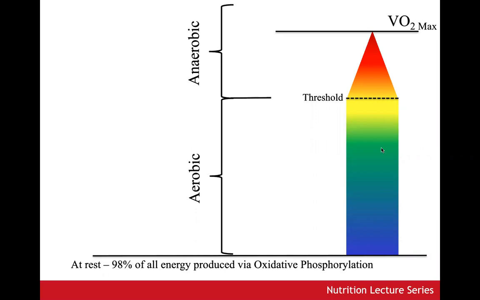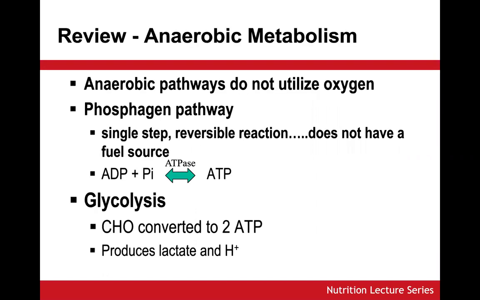Now, when we talk about anaerobic pathways, there are two of them. The first is the glycolytic pathway, which utilizes carbohydrate as the fuel source. And then you have the phosphagen pathway, which does not utilize carbohydrate. Diving a little further, remember, anaerobic pathways do not utilize oxygen to produce ATP. When it's aerobic, that's when you utilize oxygen.